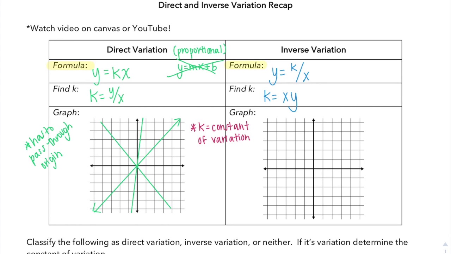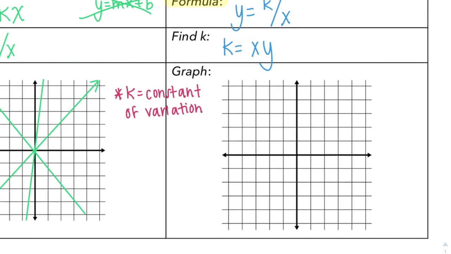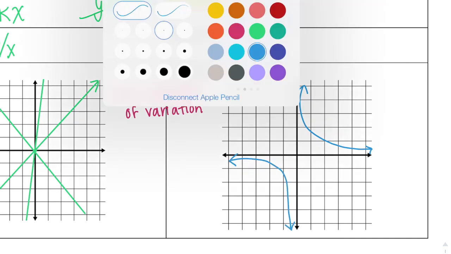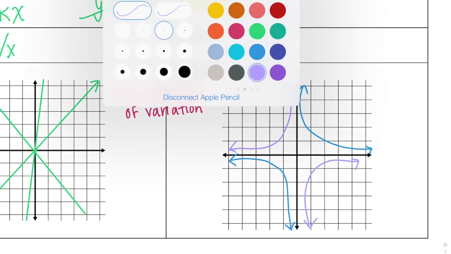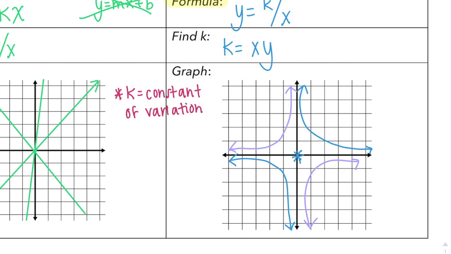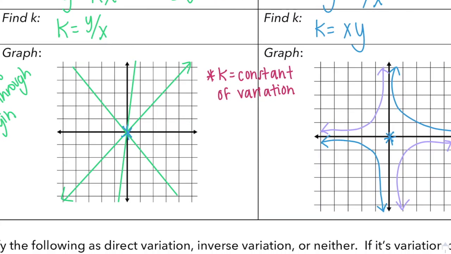So your graph for inverse variation is not going to pass through the origin because you can't divide by 0. It ends up looking like this, kind of avoiding the origin, or it goes down that way. Always in kind of opposite quadrants. So then I've got this, if it's negative, doing that. But once again, you cannot have 0, so it's avoiding 0, while direct variation, you can have 0.